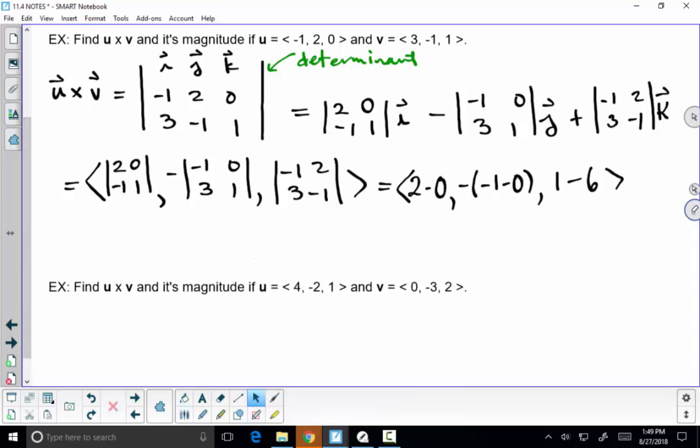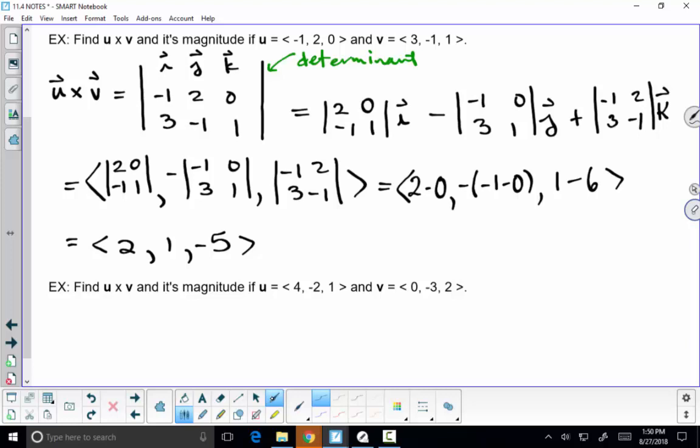So we end up all the way down to the point where we have the vector 2, 1, negative 5. So that will be the cross product vector. That is our cross product vector.